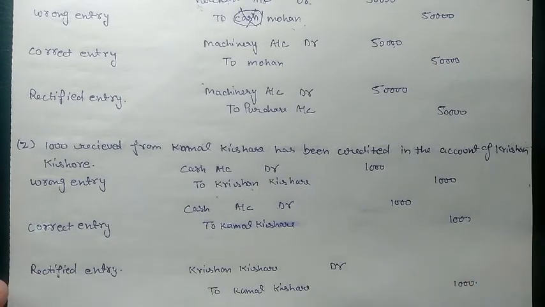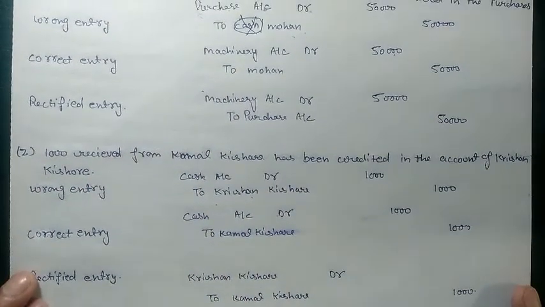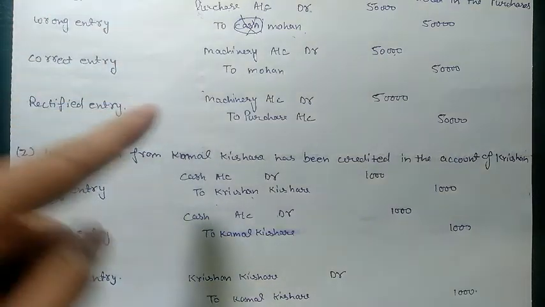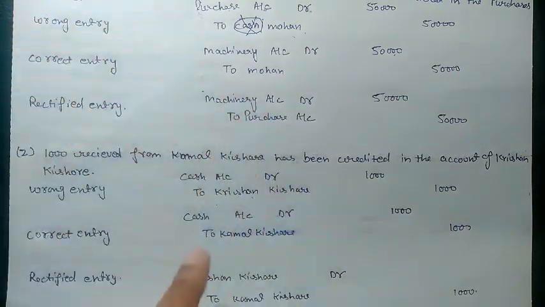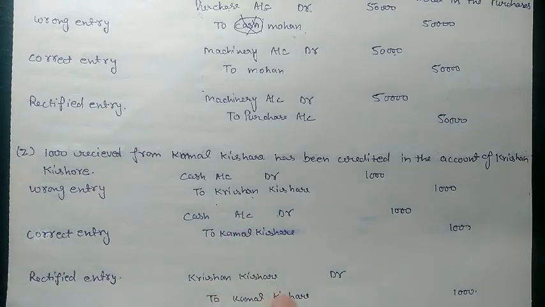In this question, you have clearly seen that in the first entry, we did not have to make an entry in the purchase account. We did not have to debit purchase account, and we debited it. For nullifying the effect of that debit, we credited the purchase account. In this case, we do not have to credit Krishan Kishore, but we have credited. So for nullifying the effect of the credit in Krishan Kishore, we have to debit the Krishan Kishore account. You can see clearly we have debited Krishan Kishore account in this case.